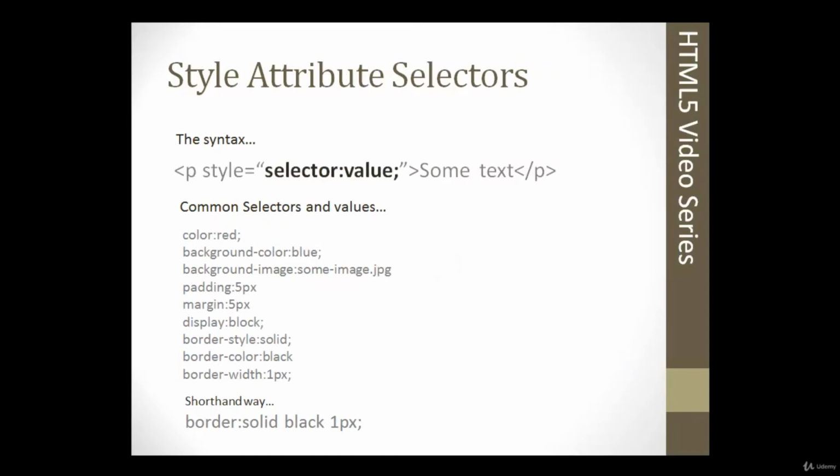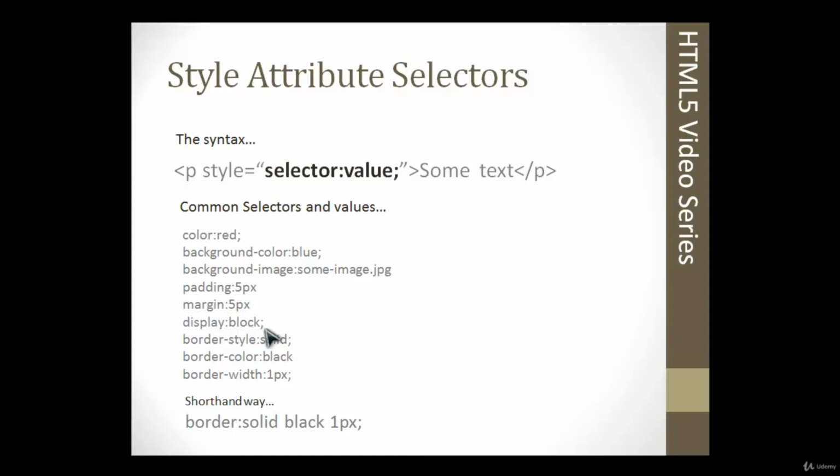So here are some common style attribute selectors. As I showed you in the last slide, we can have the color selector of red, which would make the text red. Background color, make it blue. Background image, we could actually have an image as the background, and you would just put the location of the image, either absolute or relative. Padding, 5 pixels, which is the space around it. And margin is similar to padding, but there is a difference, and I'll get into that in a later section.